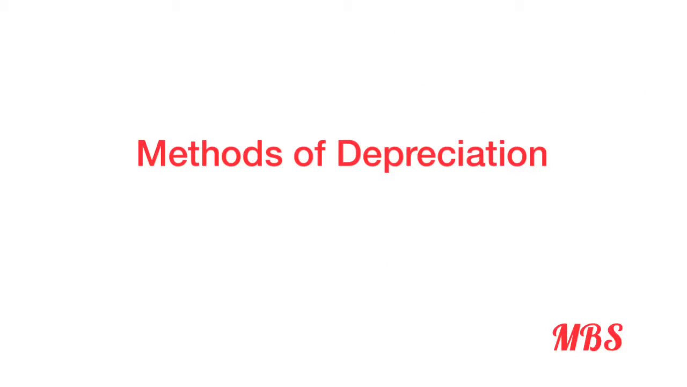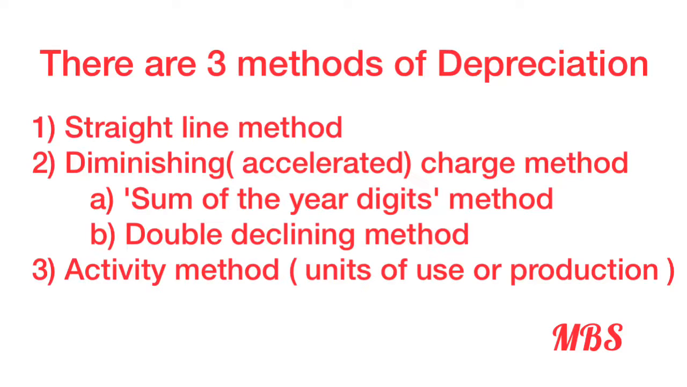Now, methods of depreciation. There are three methods of depreciation: straight line method, diminishing charge method, and activity method. Companies usually use two diminishing charge methods. One is the sum of the year's digits method and the other is the double declining method.